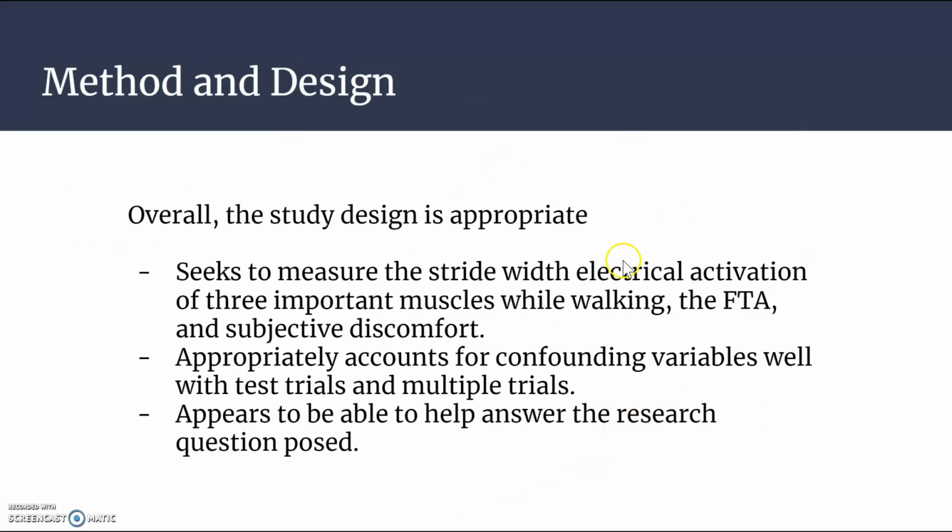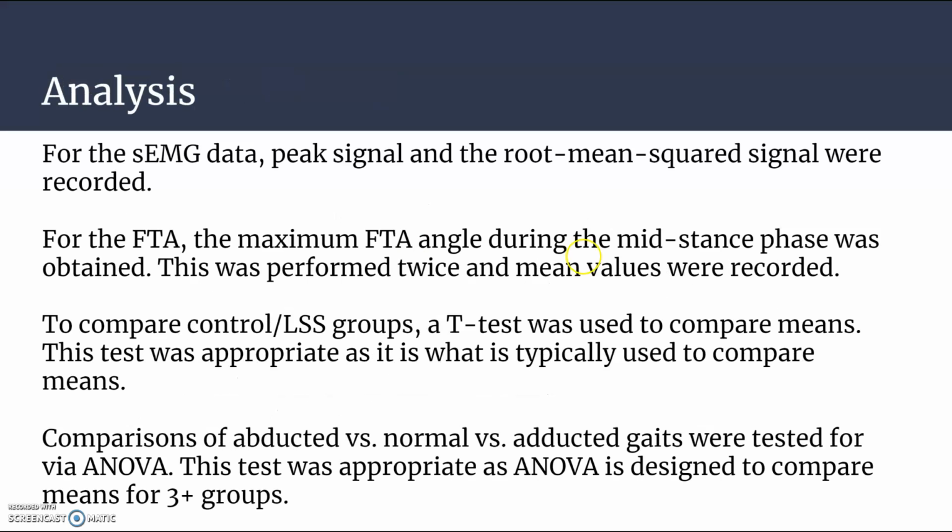So overall, the study design was appropriate. It sought to measure the stride width, electrical activation of 3 important muscles while walking, the femorotibial angle, and subjective discomfort, and it appropriately accounts for confounding variables well with test trials and multiple trials, and appears to help answer the research question. As far as data analysis goes, for the SEMG data, the peak signal and the root mean squared signal were both recorded and analyzed later.